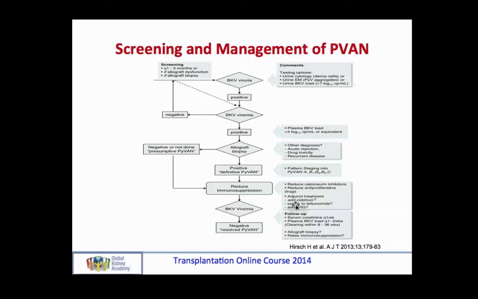Maybe there is a role for adjunctive treatment, but the mainstay is going to be to reduce or stop the antiproliferative drug, that's azathioprine or mycophenolate, and then reduce the calcineurin inhibitor dosage.